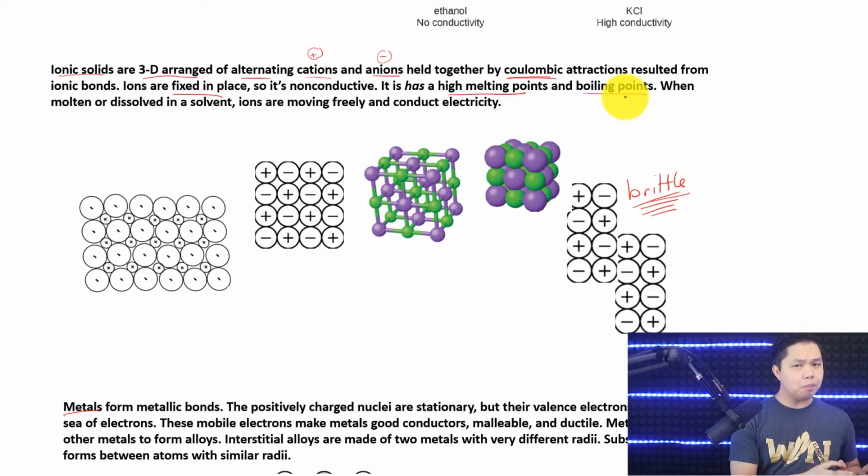And if it's not molten, we can dissolve it in a solvent. That happens with table salt. When we dissolve table salt in water, it now conducts electricity. So there are two ways an ionic compound can conduct electricity. One is molten, the other one is dissolved. Therefore, the ions are freely allowed to move.